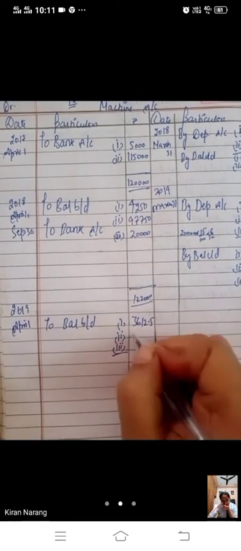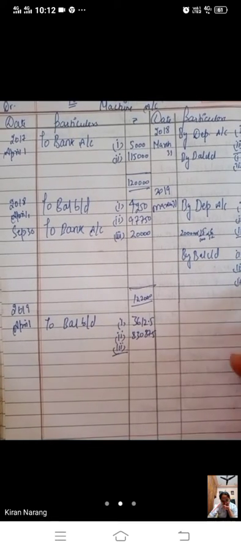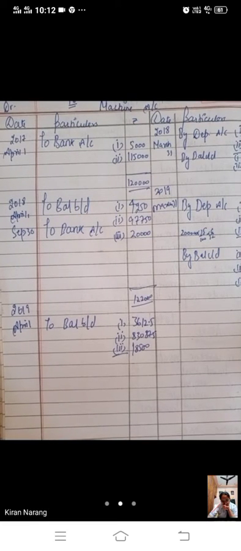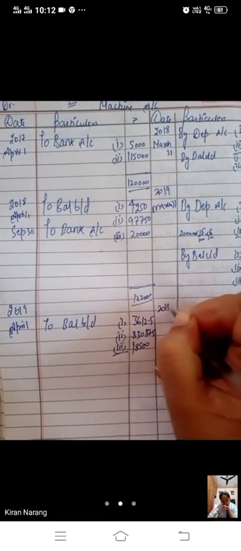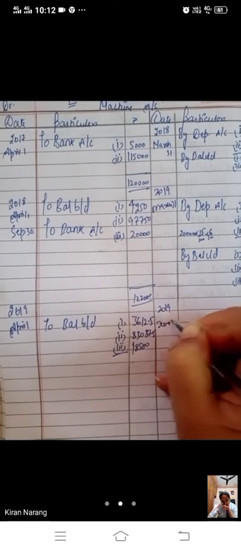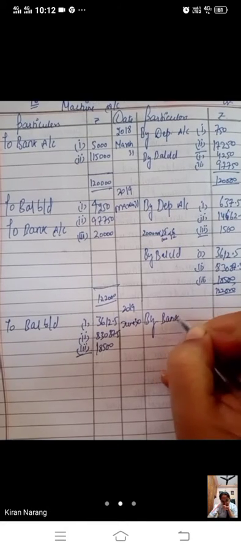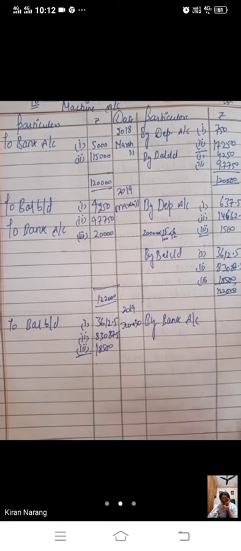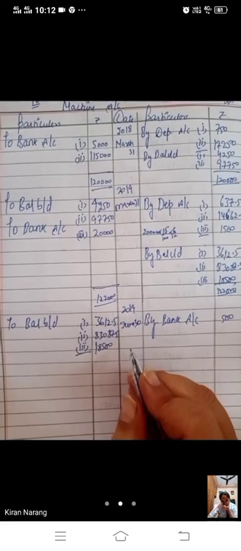3612.5, 83087.5, and 18,500. So what happened this year? This year on 30th June we have sold one of the machine. June 30 by bank account. This first machine was destroyed and was sold for 500 only. But we have used this machine till June 30.